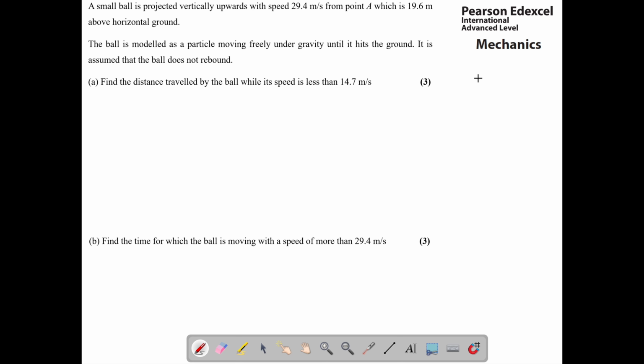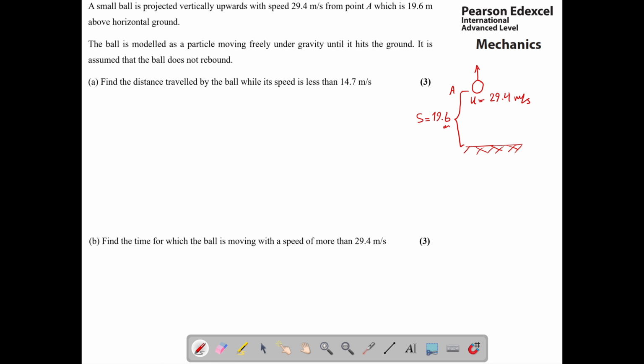Okay, we have a ball projected upward. Initial velocity equals 29.4 meters per second from point A, which is 19.6 meters above the horizontal ground. Imagine that this is our ground, and here S equals 19.6, or H equals 19.6 meters.